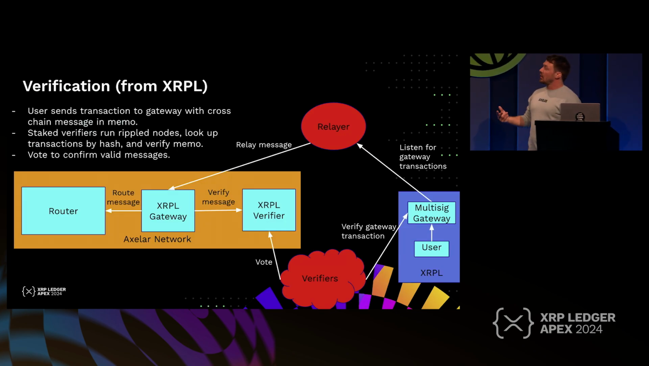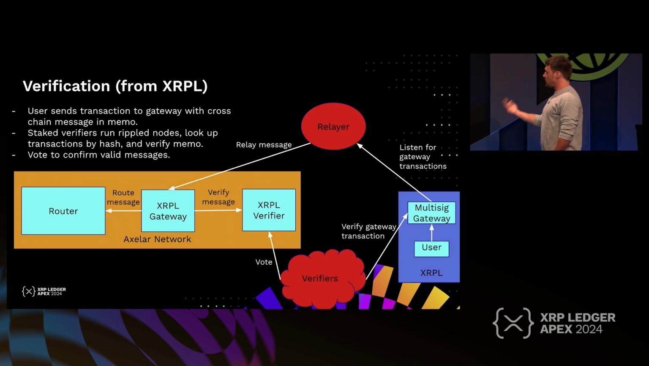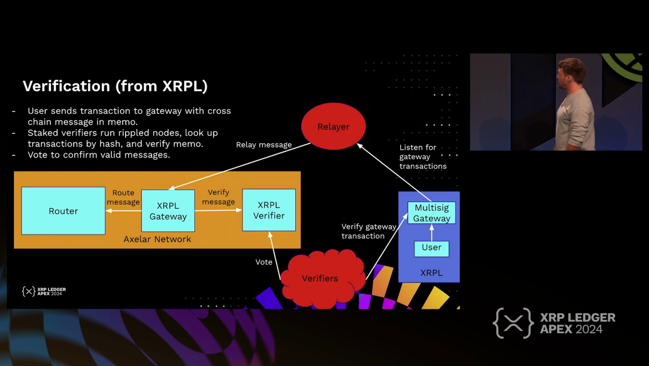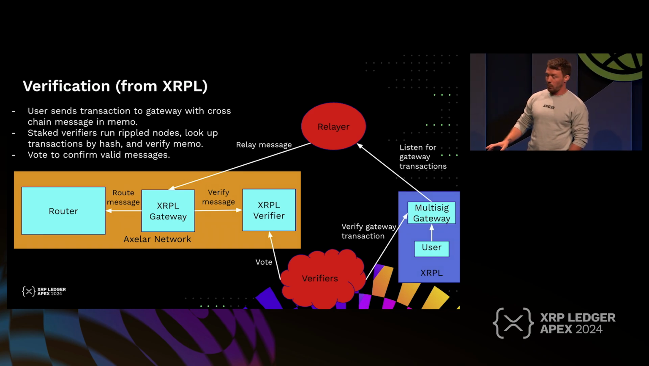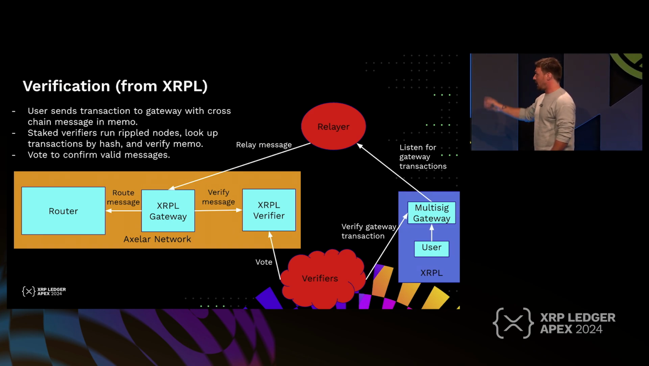The relayer hears it. It sees there's a transaction that was sent to the Axelar gateway with these memo fields. It translates it to the standard Axelar packet structure and passes it to the gateway on Axelar, the XRPL gateway on Axelar. That needs to be verified. This is the same voting verification. Well, today, the way it's going to be implemented is the voting verification that I explained before.